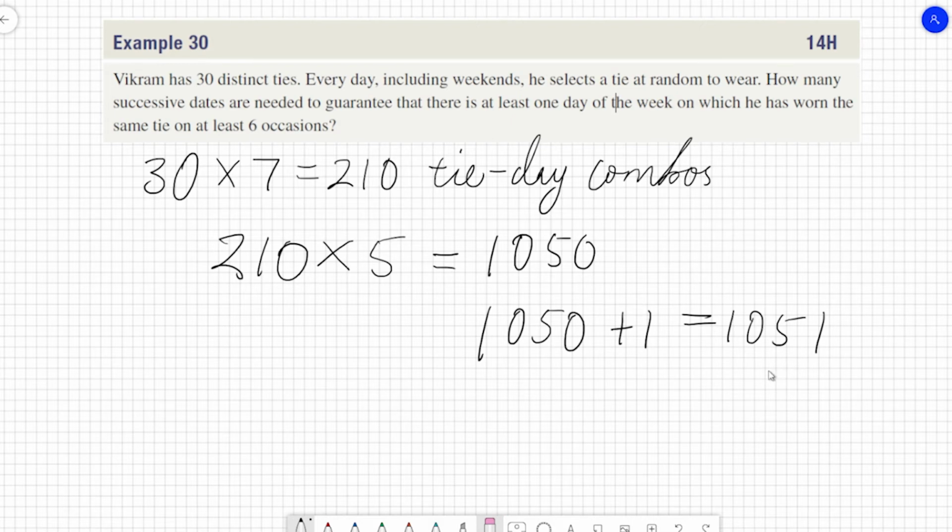So I guess the trick here is to recognize that the tie and the day combo is the pigeonhole, and the number of days are the pigeons. So just be aware.